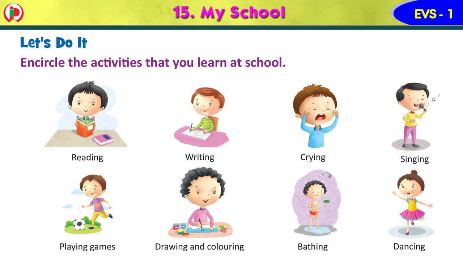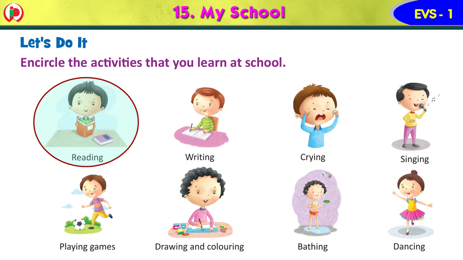Only those activities you have to circle. So images are given for the activities. So first image is reading. A child is reading. Will you read at school? Yes, children read at school. Reading activities at school. So reading. Correct. So you have to circle it. Yes. Reading is an activity we do at school.